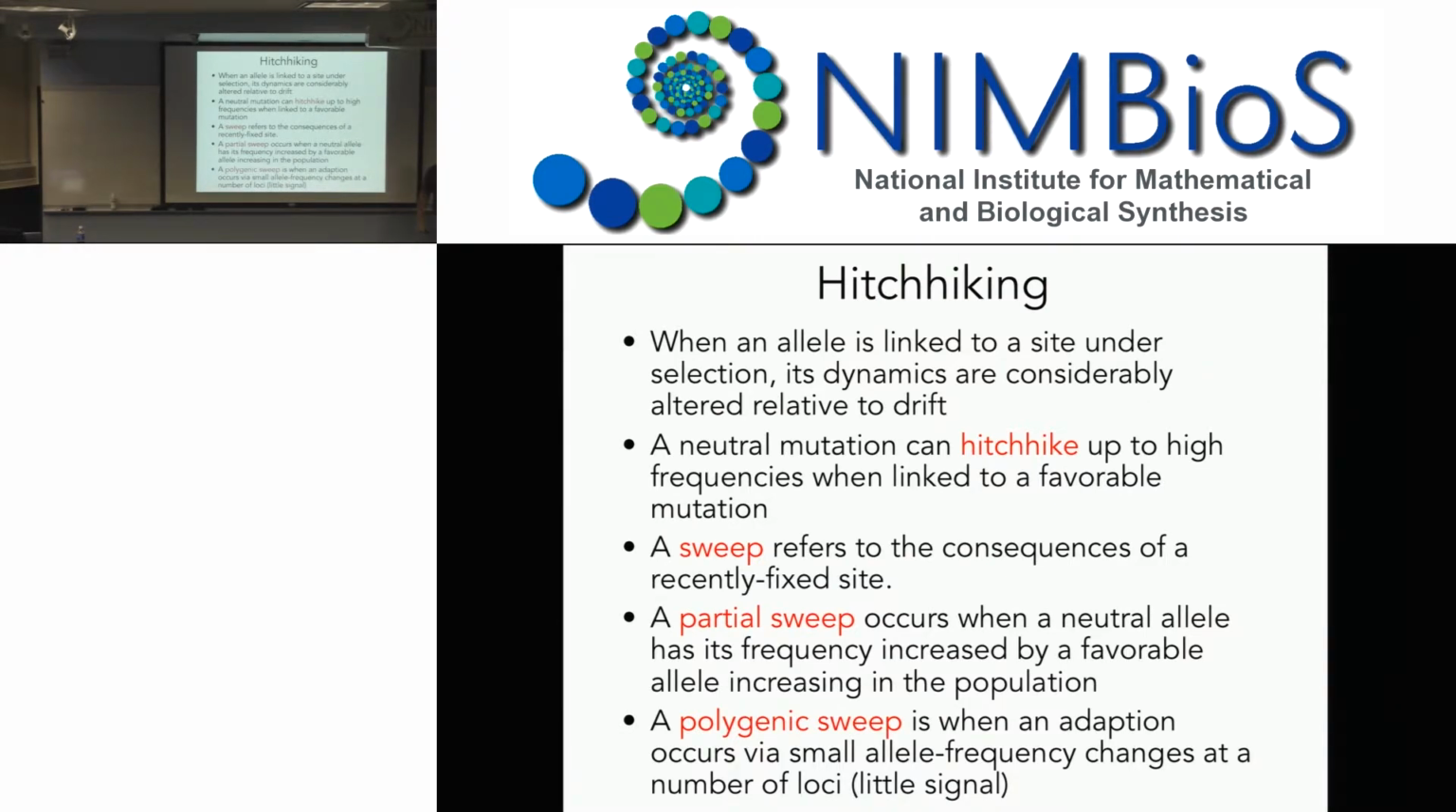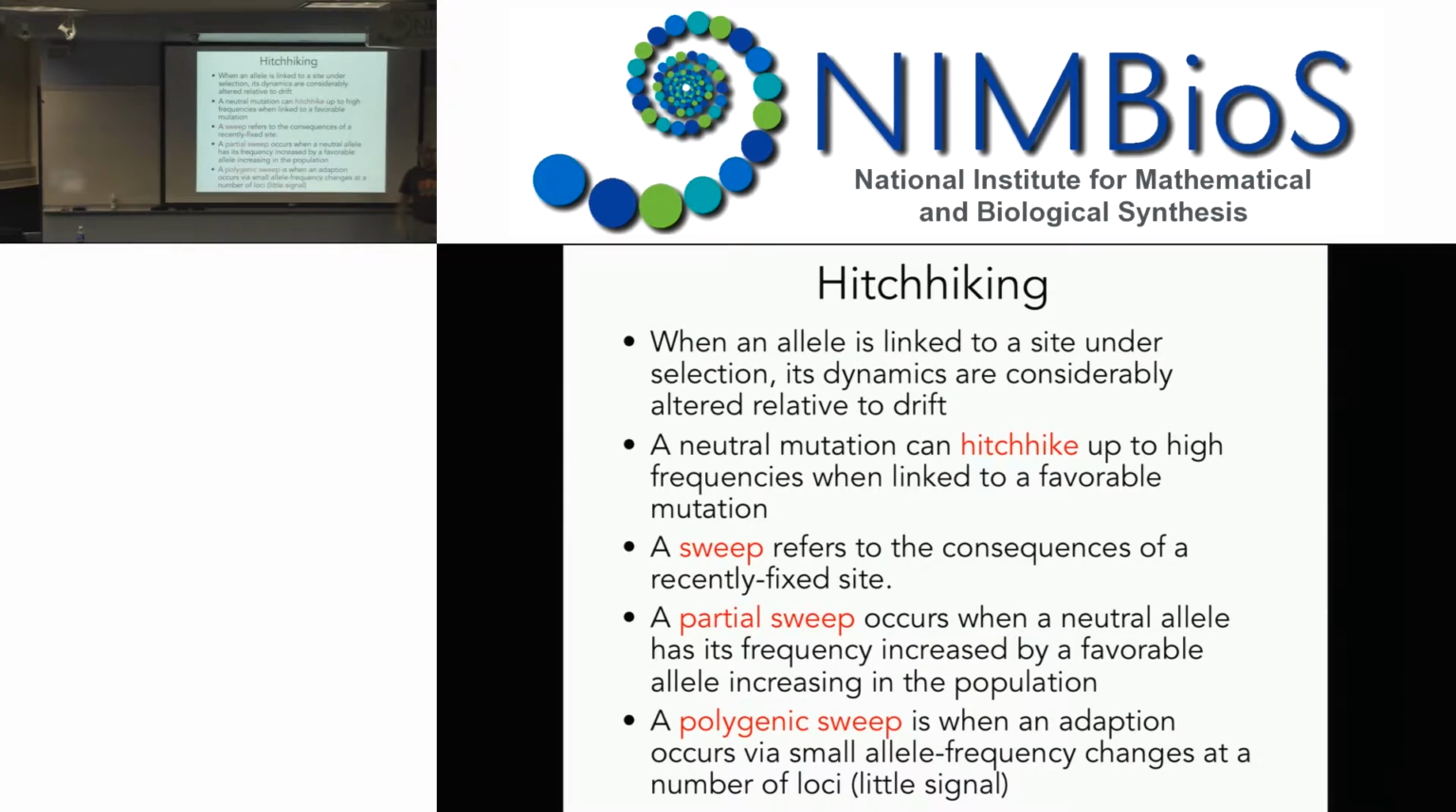Chapter 8, I think, is one of the more dense chapters in the book. That and the chapter on mutation, selection, equilibrium for quantitative traits, I think, are the two heaviest ones. So when an allele is linked to a site under selection, its dynamics are altered considerably relative to drift. A neutral mutation can hitchhike to high frequencies.